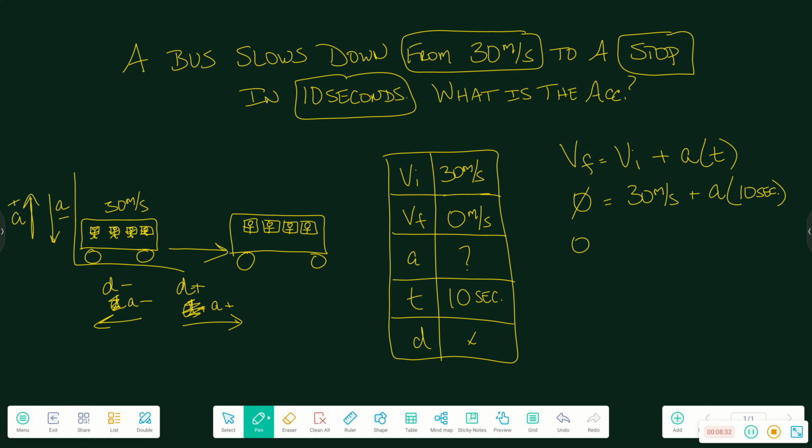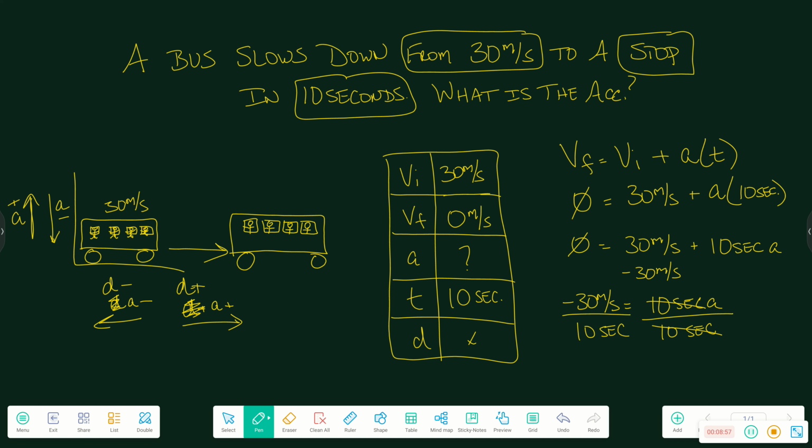So when you write this all out, it's still going to be 30 meters per second plus 10 seconds A. Well, you've got to get A by itself, so you have to subtract 30 from both sides. And you're left with 10 seconds A. To get A by itself, you divide by 10 seconds. This cancels, and you're left with A. Okay, so you're looking at this and you're like, okay, I have a negative acceleration.